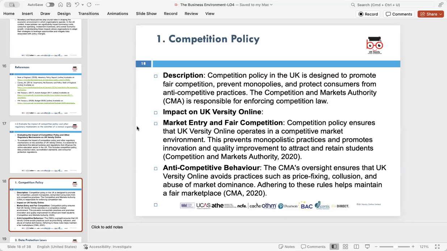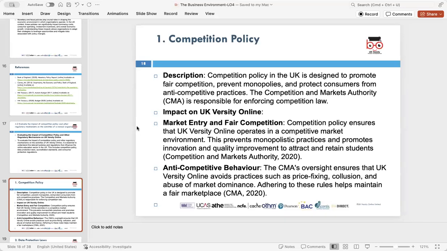Its mandate includes preventing monopolies, promoting fair market entry for new businesses, and ensuring that existing companies do not engage in practices that harm competition. For UK Versity Online, competition policy impacts its operations significantly.